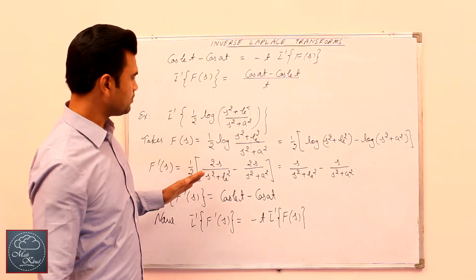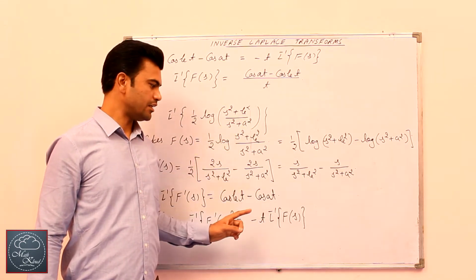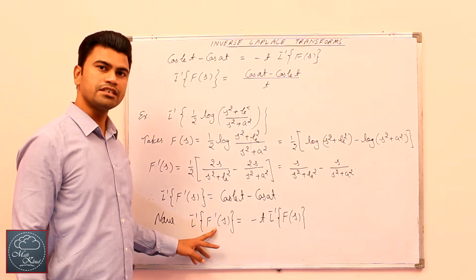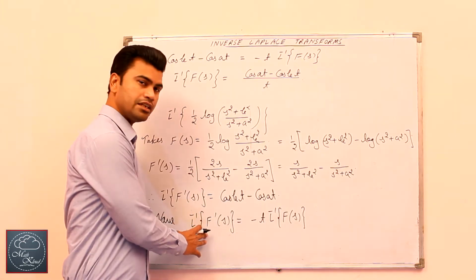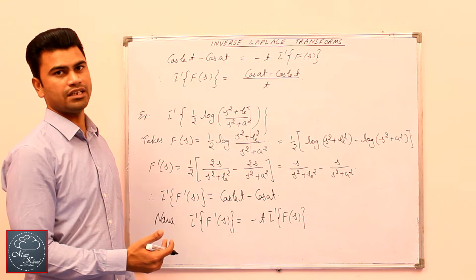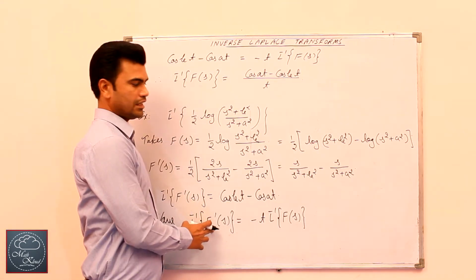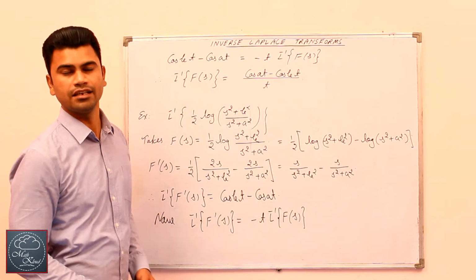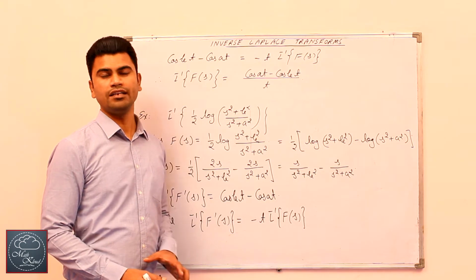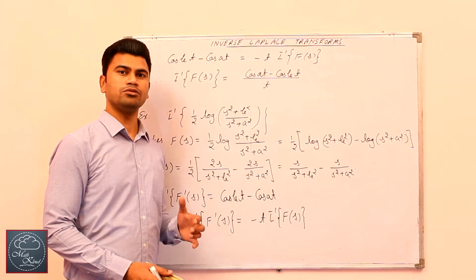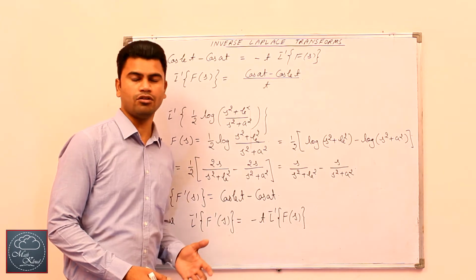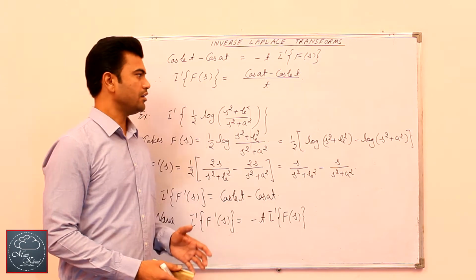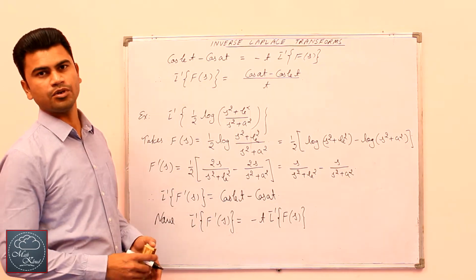So by using this property, if the inverse Laplace transform of a function is known, then you can find the inverse Laplace transform of its derivative, and if the inverse Laplace transform of the derivative is known, then you can find the inverse Laplace transform of the function itself. And this is a very useful property we are going to use in the applications of inverse Laplace transforms and Laplace transforms. Now let us move to our next property.